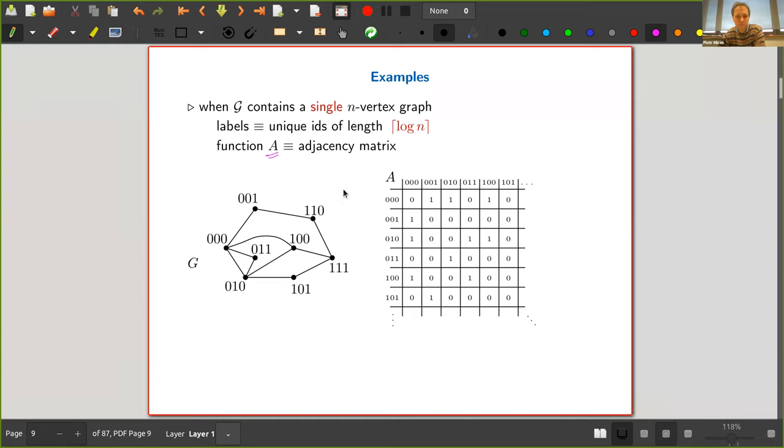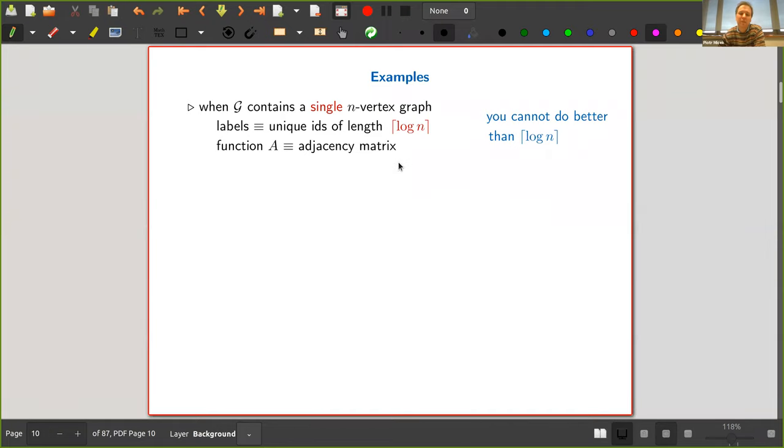But from this, we can learn that actually log n is the best we can hope for. As long as we have a graph such that no two vertices have the same neighborhood, we must use different labels on each of the vertices of our graph. So labels of length log n is the best we can do.